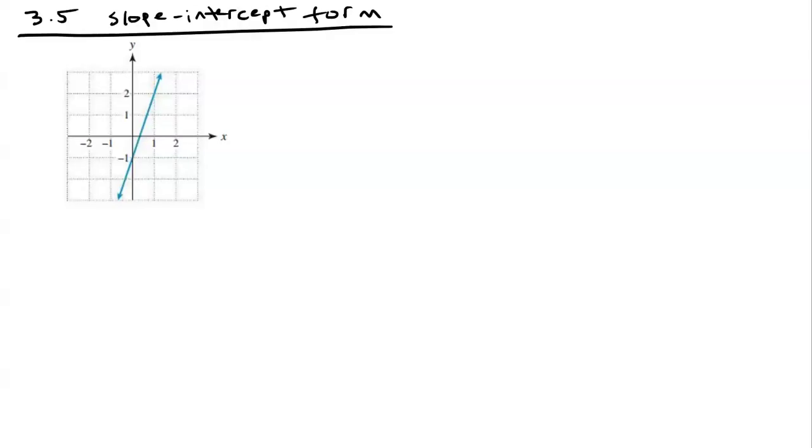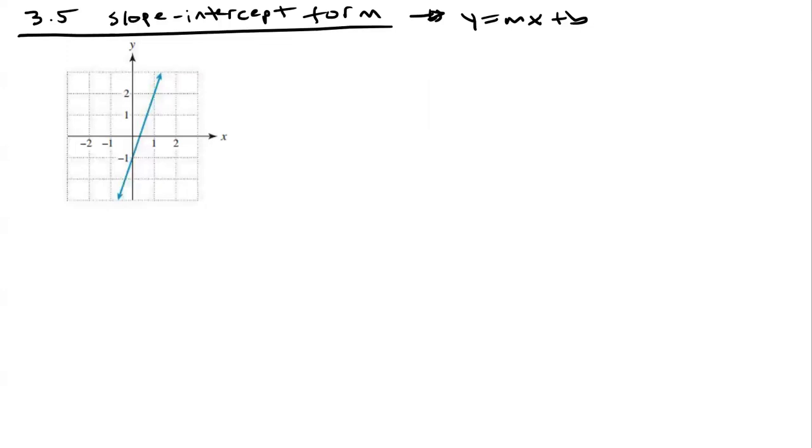Okay, so this section is section 3.5 and it's dealing with the slope-intercept form. Remember, the slope-intercept form is just y is equal to mx plus b, right? So that's our slope-intercept form. Here we're given a graph, and based off this graph, we need to write the equation of this line in slope-intercept form.